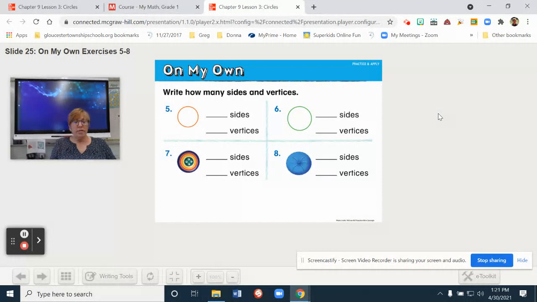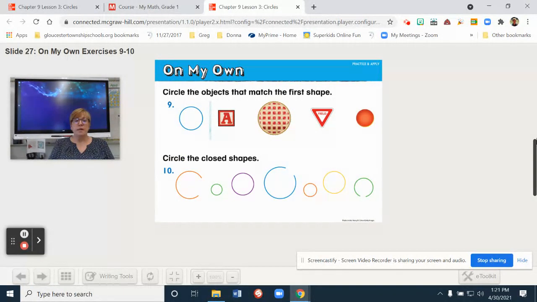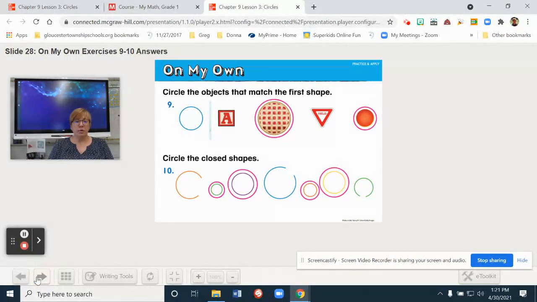Okay. On your own pages, you're going to write for up until number 8, how many sides and vertices. Come back and check your answers. And here they are. Now for number 9, circle the objects that match the first shape. Here's the first shape. Circle the other objects. Okay? Number 10, circle the closed shapes. All right, if you're not ready, keep the pause on. And here are your answers.